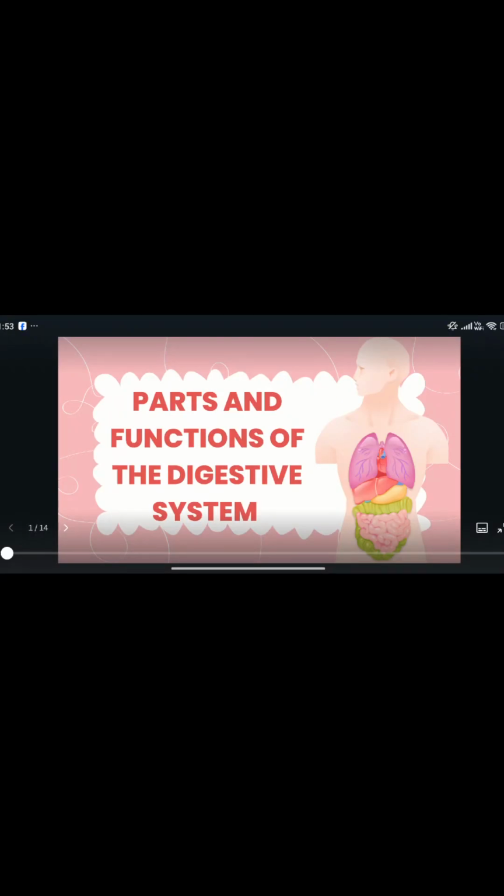So, good day, class. I am Teacher Jesterlyn, and I will be discussing the arrangement and function of the organs in our digestive system, as well as the other organs that help with digestion. Before proceeding to the parts and functions of the digestive system, let's first define what the digestive system is.